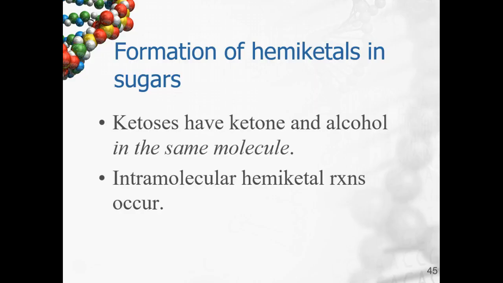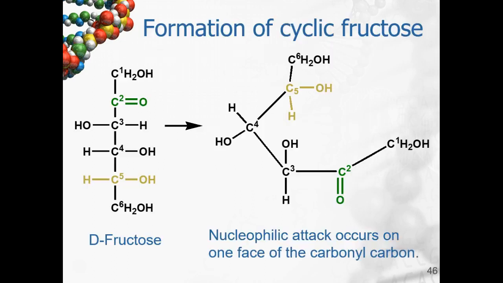So let's do hemiketals now. You form a hemiketal when you react a ketone with an alcohol. Earlier I showed you a ketone and an alcohol that were separate molecules. But a ketose has a ketone and an alcohol in the same molecule. So we're going to get intramolecular hemiketal reactions. So this is fructose. This is what our ketoses look like.